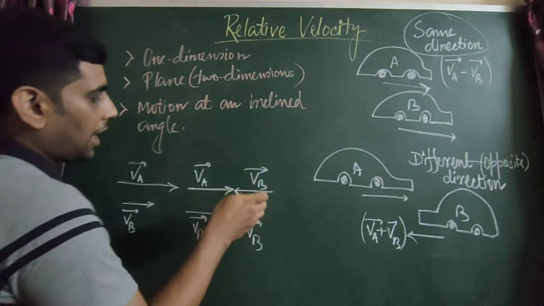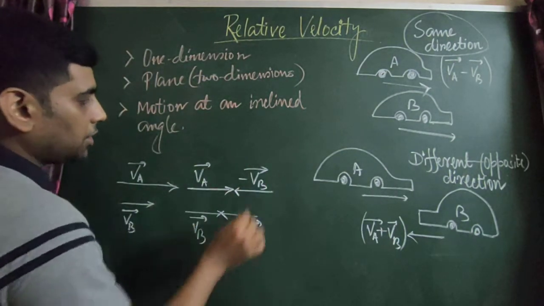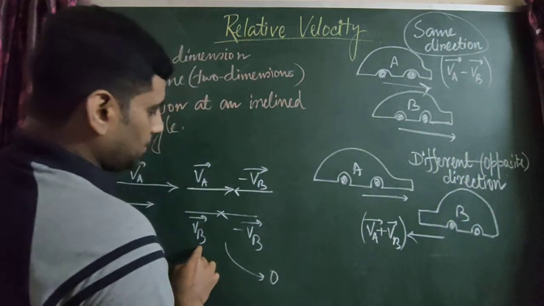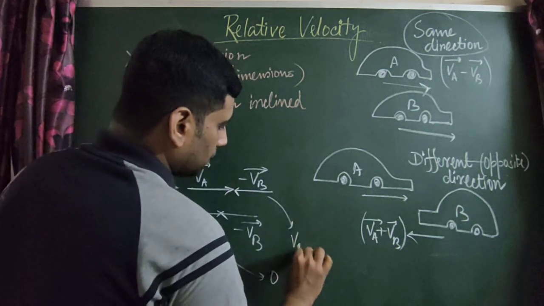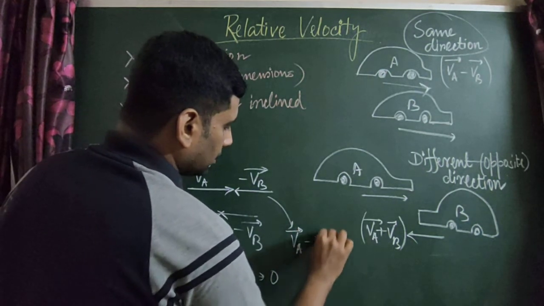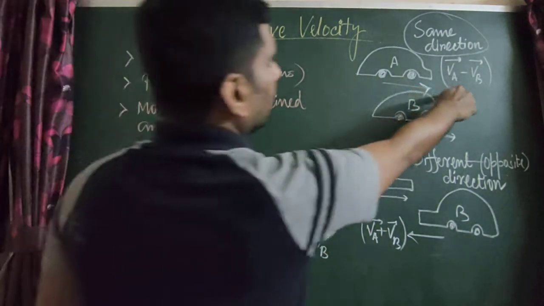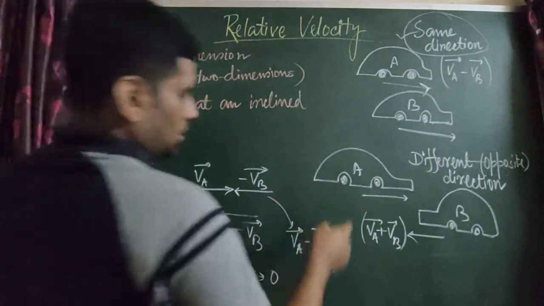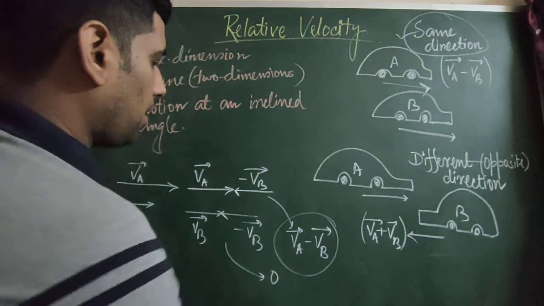So here VA and here I am applying minus VB. Okay, so what will be the total velocity now? This will become 0 because you can see VB minus VB, and this becomes VA minus VB. So that's why, if they are moving in the same direction, the relative velocity is actually VA minus VB, where VA is greater than VB.